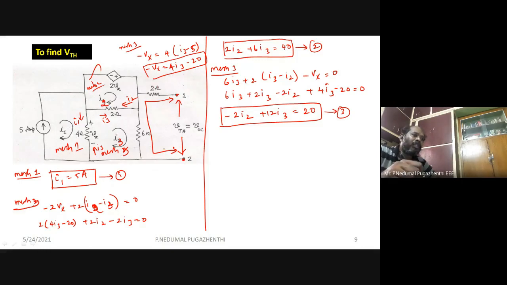So what is available? A 2 ohm resistor is there, a 6 ohm resistor is there, but the 2 ohm resistor is not required because no current passes through this 2 ohm resistor.